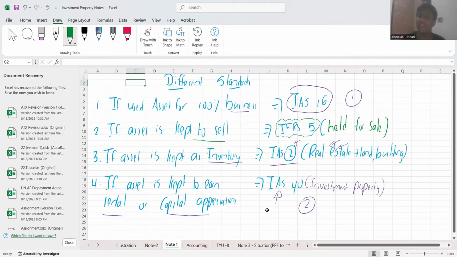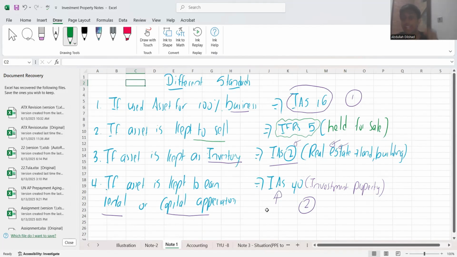So these are the different standards under which an asset can be utilized. It could be utilized under IAS 16 if it's used for business. It could be utilized under IAS 40 if it's used for rental income or capital appreciation. Or number three, it could be used under IAS 2 inventory. How come? If your business is dealing with real estate, where your inventories are land, building, office, freehold, premises, all of those will be treated under IAS 2.